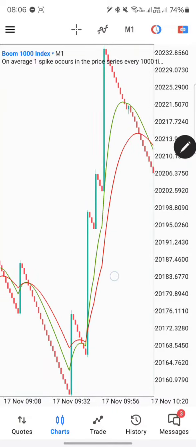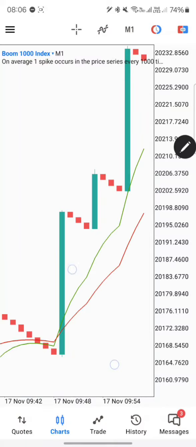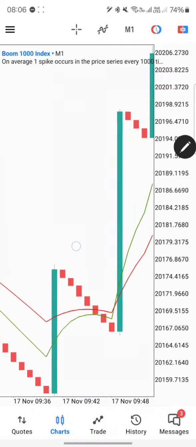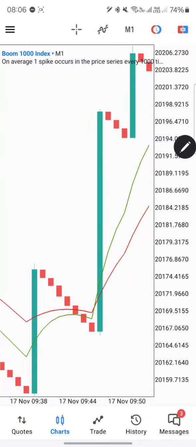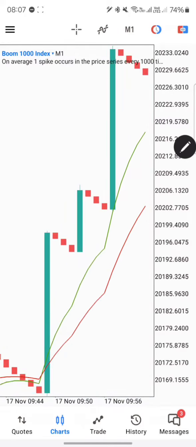So what you want to do is, let me zoom in enough. Okay, so we have a red moving average and we have a green moving average. When your red moving average crosses through a candle, that will be your first entry. When the green moving average crosses through a candle, that will be your second entry. And then spike. You can hold after the green moving average crosses through the candle. You can hold 5 to 10 candles. If no spike happens, you close the trade.